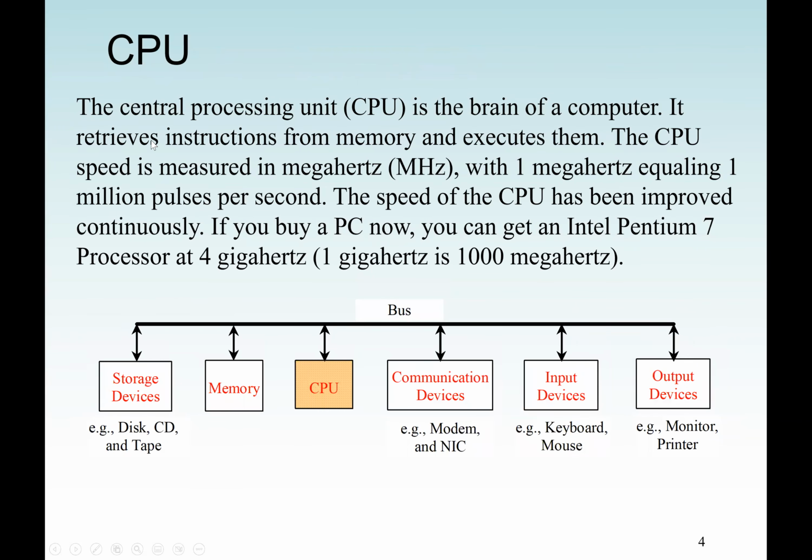First is the CPU. The central processing unit is the main brain of the computer. It retrieves instructions from memory and executes them. The CPU speed is measured in megahertz, with 1 megahertz equal to 1 million pulses per second. The speed of the CPU has been improved continuously. Today, if you buy a PC, you can get an Intel 7 processor at least 7 gigahertz. 1 gigahertz is 1000 megahertz.